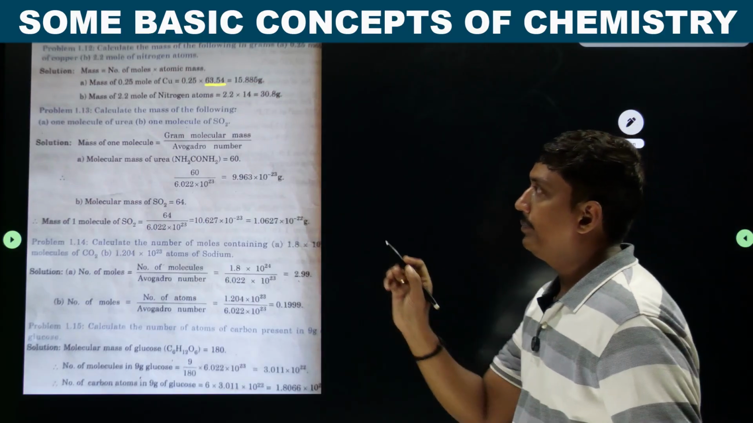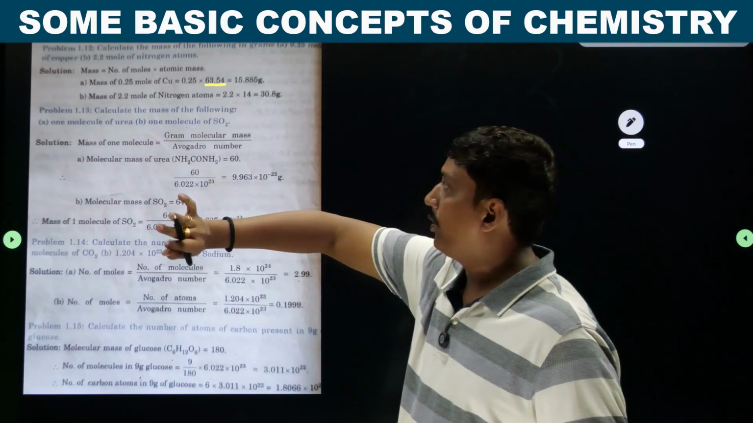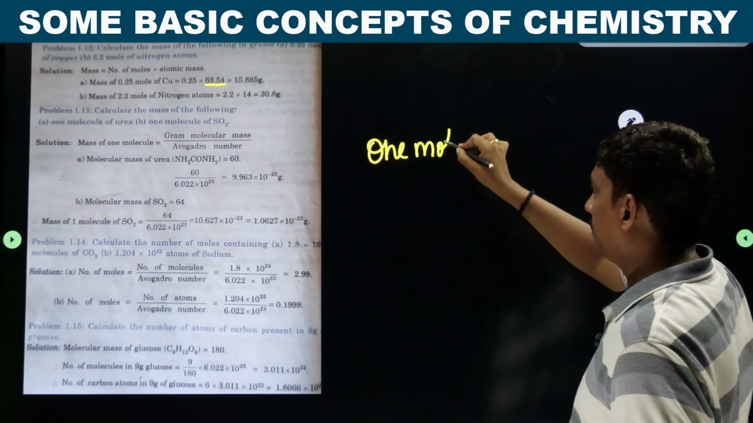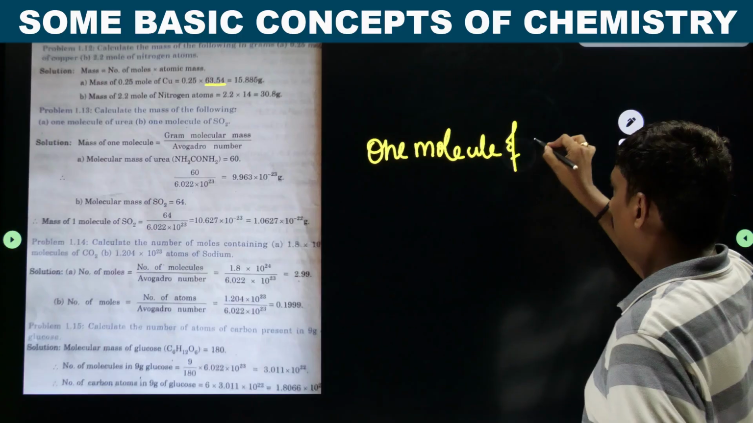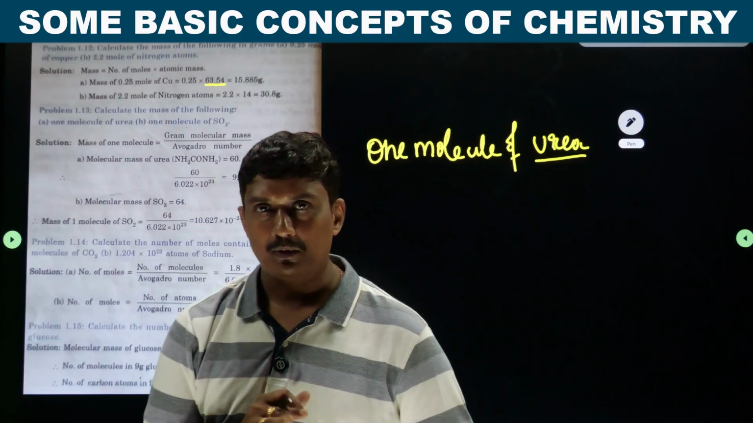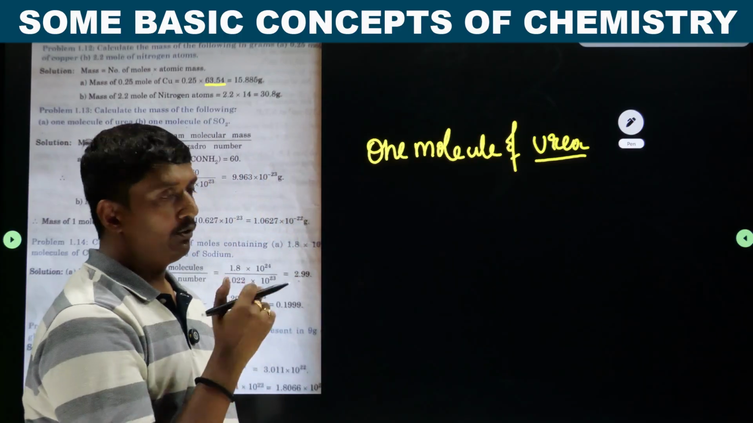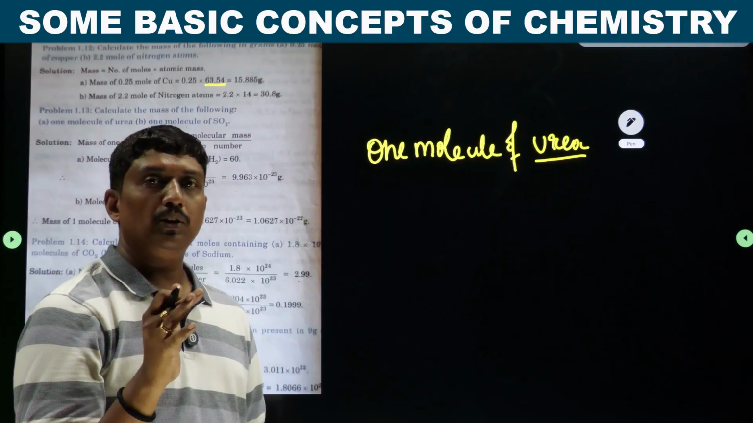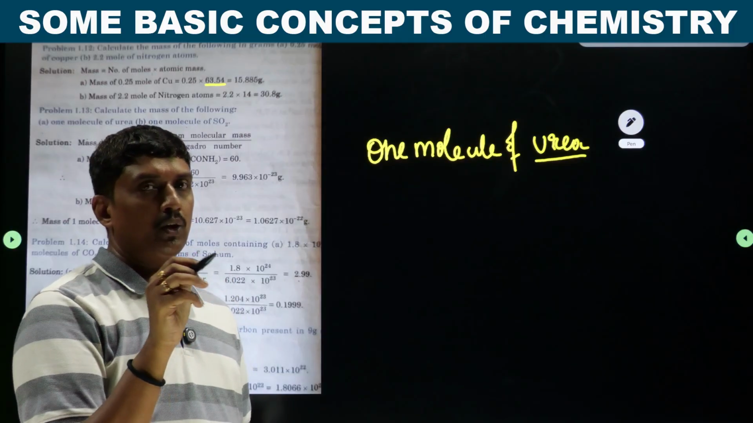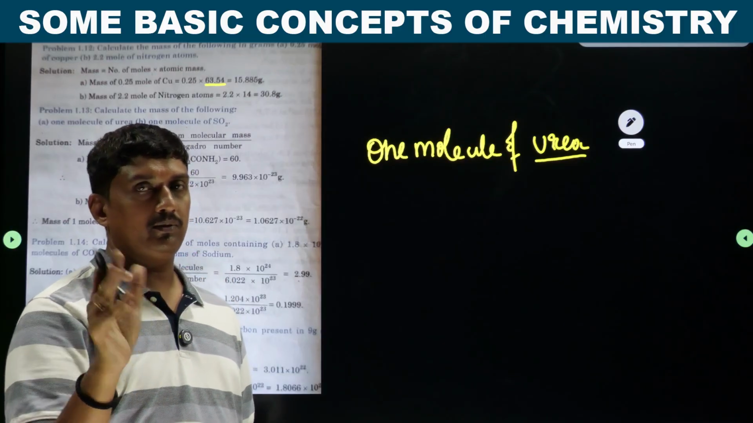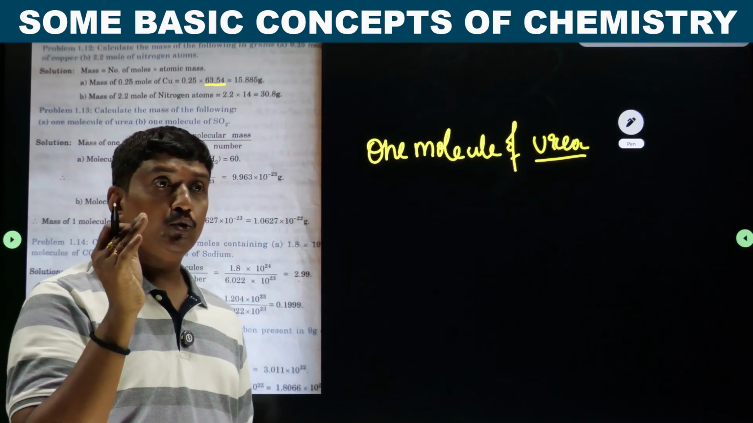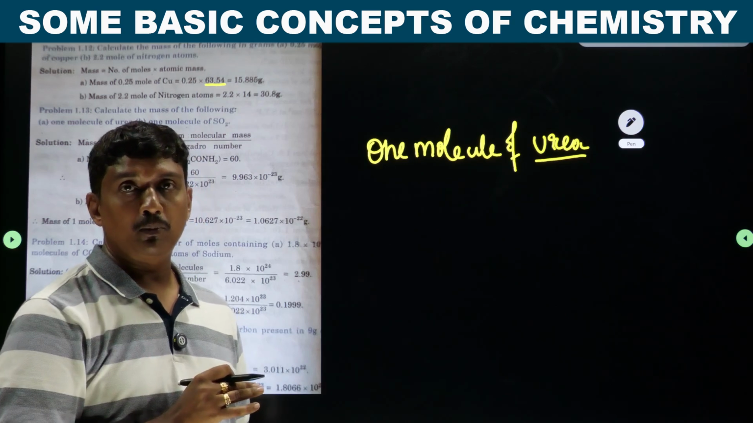So what we are doing? Calculate the mass of the following: 1 molecule of urea. See, you might not know the formula, I will teach you. They won't give CO2, NO2, SO2, HNO3, HCl. If it is given directly, we will calculate. H means hydrogen 1, chlorine is 35.5, adding gives 36.5 for HCl. But here urea is given. If the name is given, you should be familiar with the molecular formula.